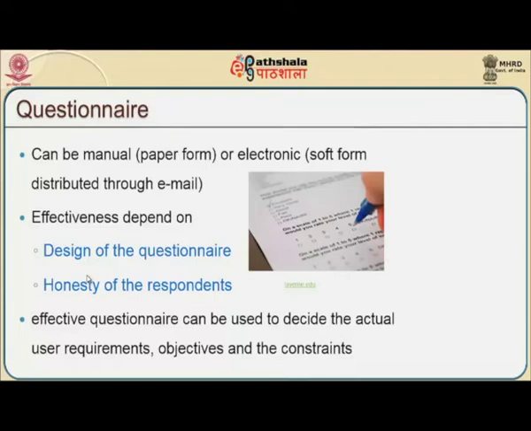Not only that, the respondents of those questionnaires, how confident they are, how honest they are in responding to those questions. It cannot be simply 5 to all the questions that we have posted, which seems to be very high, or very low, or 0 in another case. So the honesty of the respondent's reply is as much required, and an effective questionnaire can be used to decide the actual user requirements, preparing the objectives and the constraints.